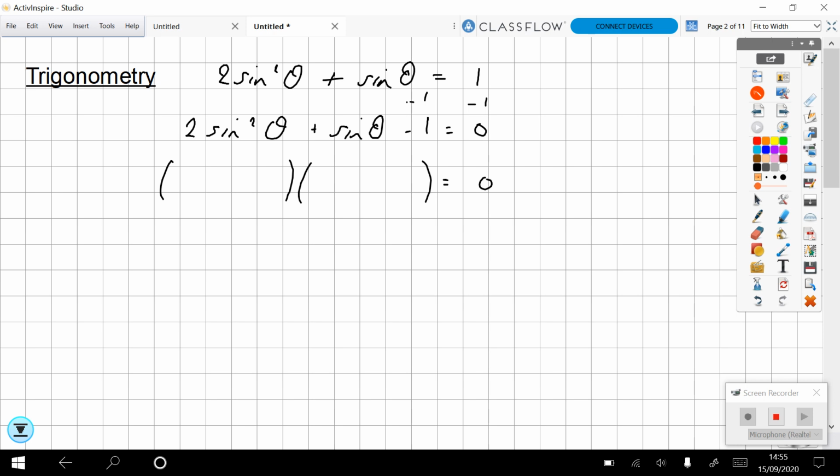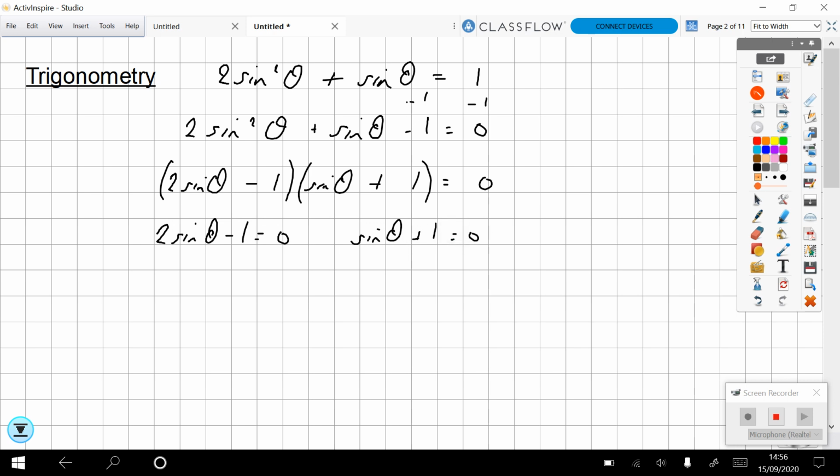Let's try it. 2 sine theta times sine theta equals 2 sine squared theta. We want a 1. 1 times 1, that's nice and easy if it works. And we want plus sine theta, but we want these two sines to be different from each other. So I think we'll have a plus 2 sine theta with the outer terms there, and a negative 1 sine theta there, and that works nicely. So we now know that 2 sine theta minus 1 equals 0, and we know that sine of theta plus 1 equals 0.